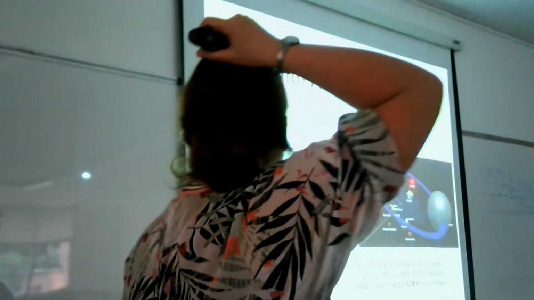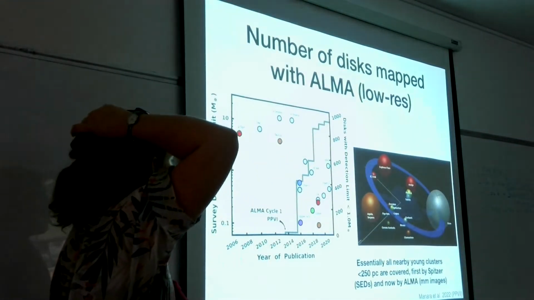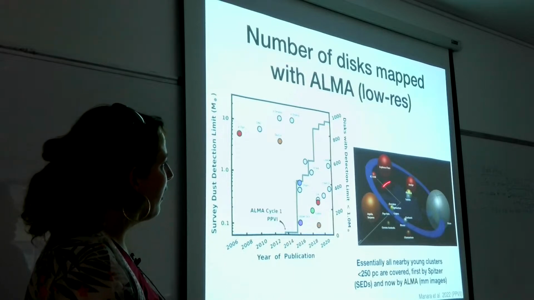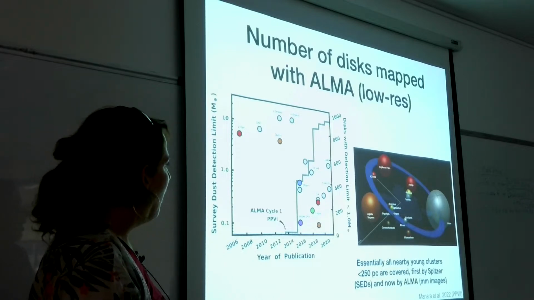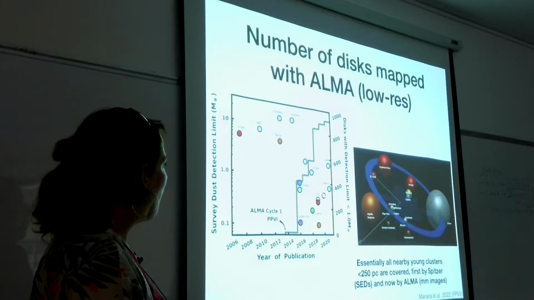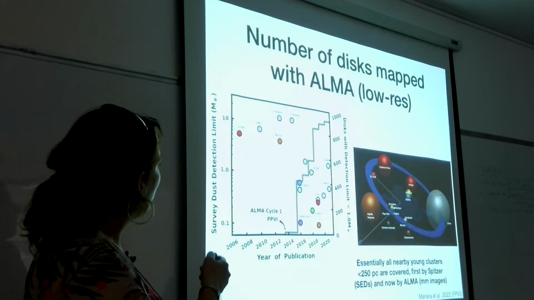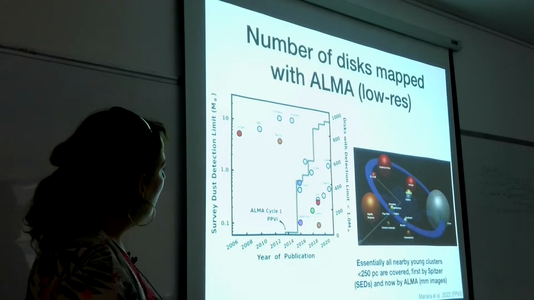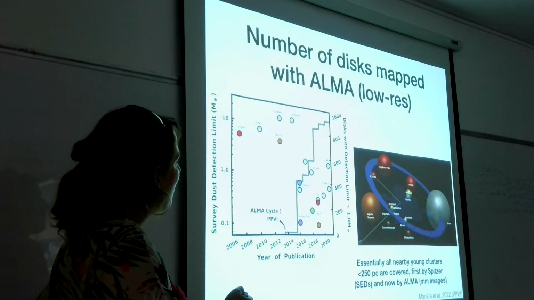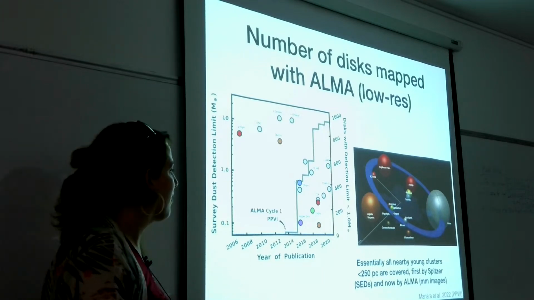So if we look at the number of disks that are mapped with ALMA at low resolution, we're actually doing really well. Remember this figure of all the nearby clusters. Out to 200 parsec, we have mapped pretty much everything down to this dust detection limit. So since 2015, 2016, most regions have been mapped down to a sensitivity of less than 1 Earth mass.